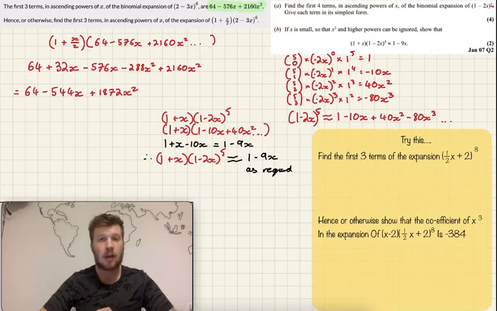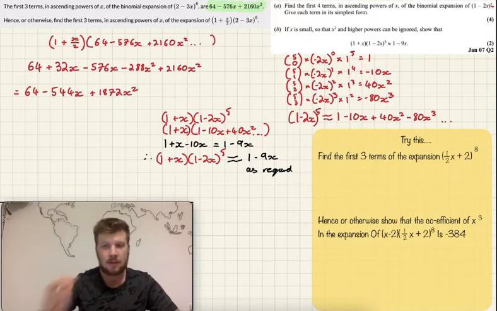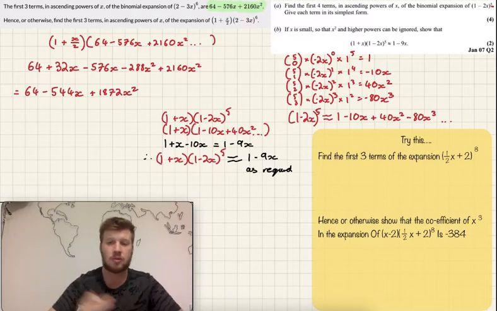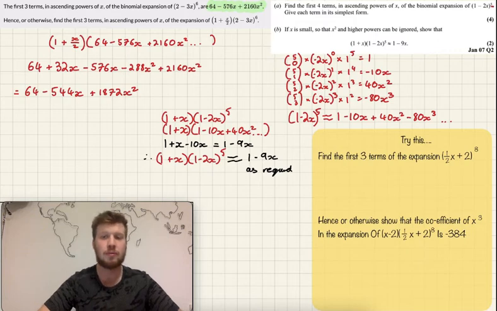So, what I'd like you to do in your own time is have a look at this question in the yellow box in the bottom left corner, and it's a show that question, so hopefully you should get an answer with a coefficient of negative 384 for part B.